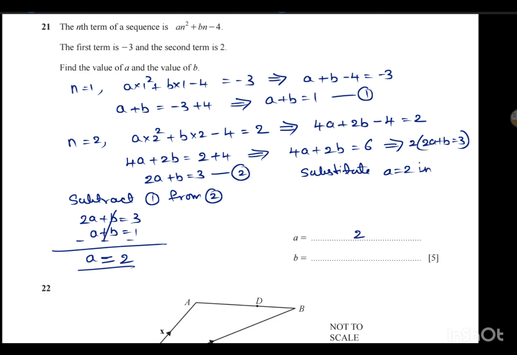In equation 1, 2 plus b is equal to 1. This gives you b is equal to 1 minus 2, which is minus 1. So b is minus 1.